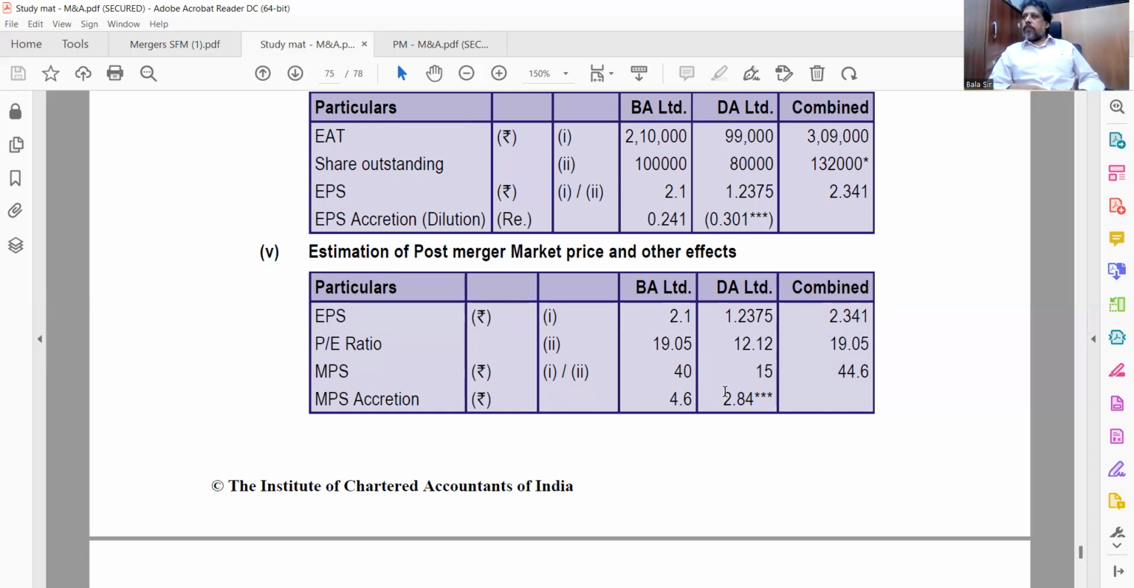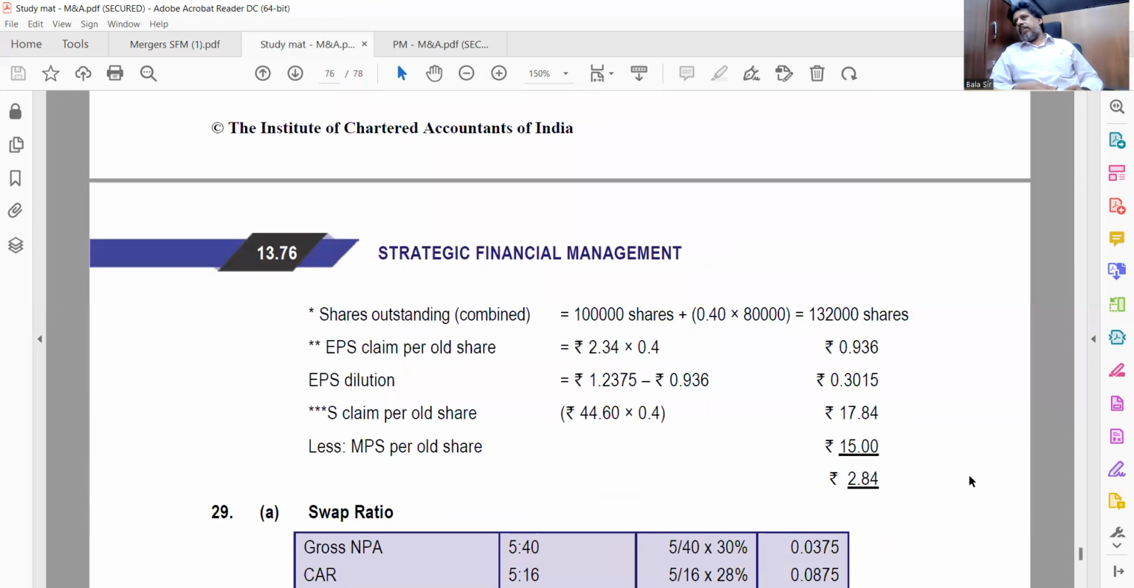Then MPS accretion for BA Limited is 4.6 and for DA Limited it's 2.84. How did they get 2 point something? It is 44.6 into 0.4 exchange ratio and compare that with 15 rupees. So what is 44.6 into 0.4? 17.84. Whereas it's pre-merger 15. So what is accretion? 2.84. That's all. That is the accretion.